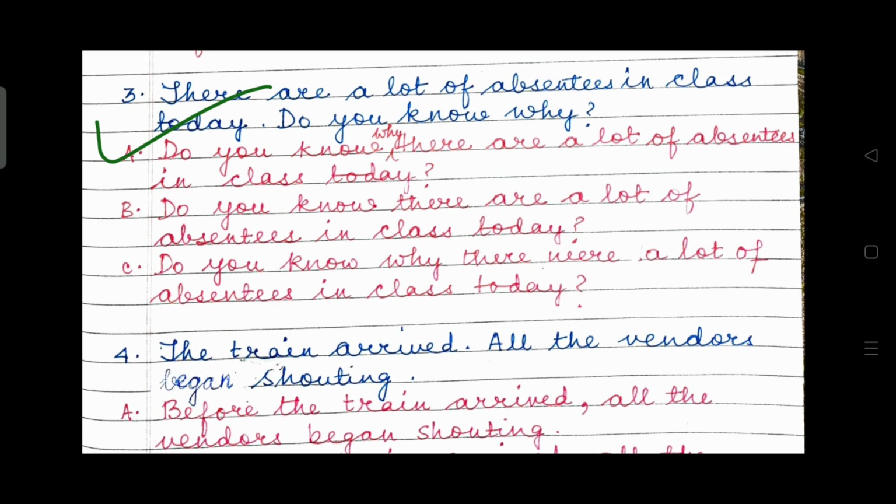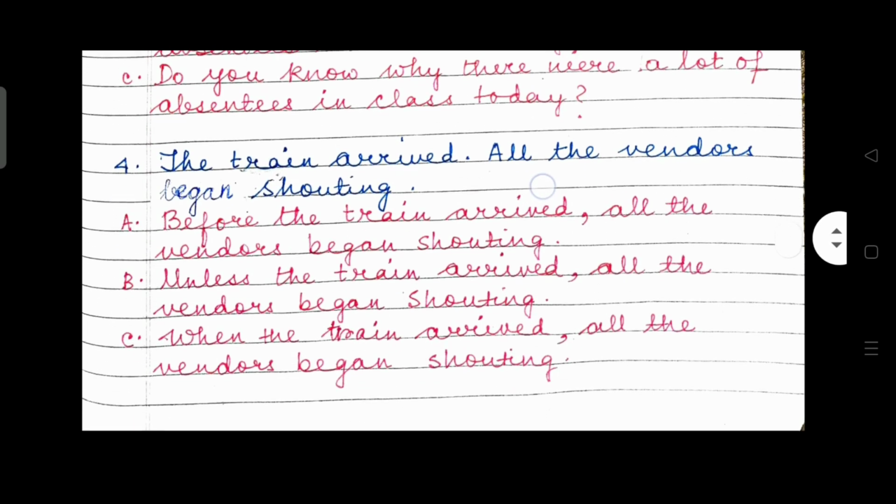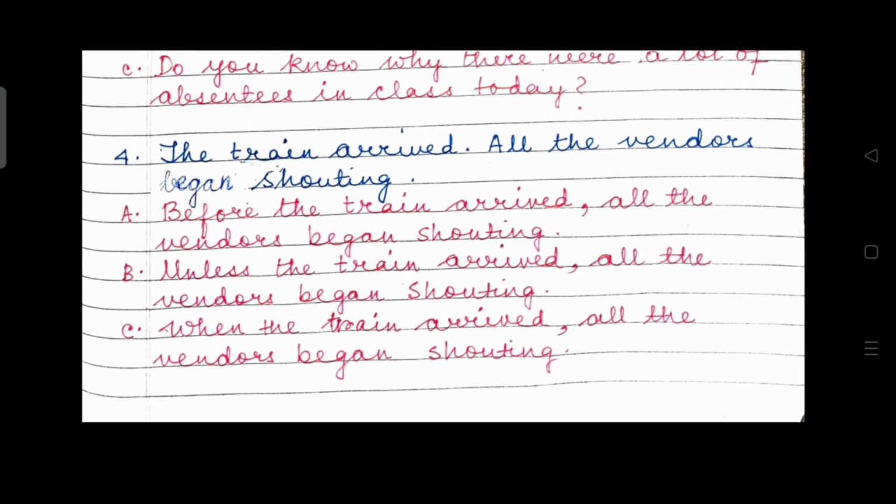And do you know why there were a lot of absentees? Completely incorrect. Eliminate it instantly because the question is in the present tense and here they have used past tense. There were. So analyze, eliminate and choose. My trick, my theory. Follow it and you will surely succeed.